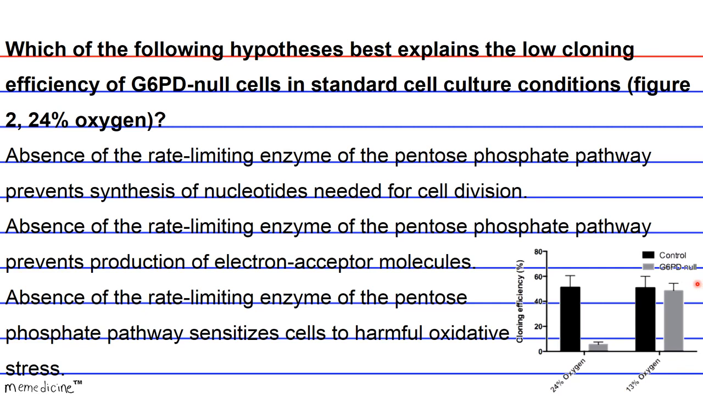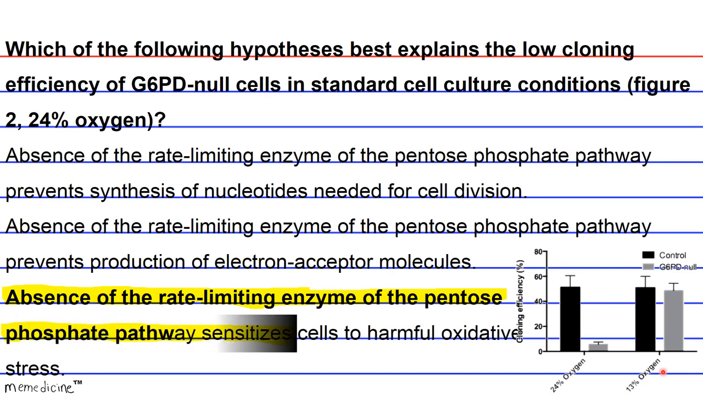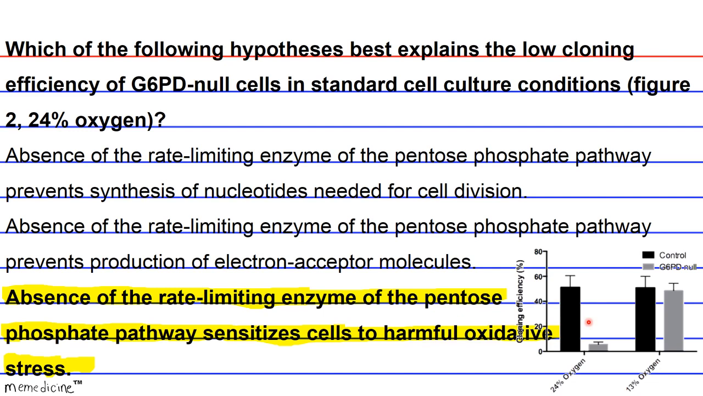So cloning efficiency for G6PD null cells is comparable to cloning efficiency for control cells when cultured in only 13% oxygen. This suggests that the absence of the rate-limiting enzyme of the pentose phosphate pathway sensitizes cells to harmful oxidative stress, in the form of hydrogen peroxide. So when there's less O2 present, there's less oxidation going on, okay? That's why lowering the oxygen content actually helped. Although we would expect it to hurt, it did the opposite.